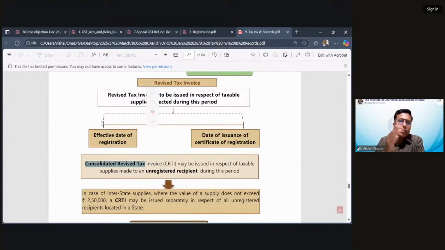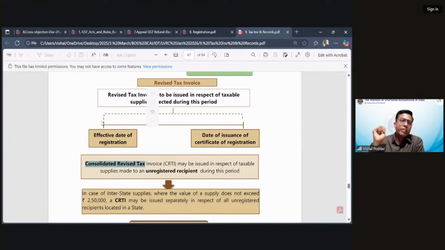The invoice that you prepare for the 45-day period between the date when you became liable to register till the date you actually got the registration. So for these 45 days, whatever supplies were made, you are now converting those supplies into pakka supplies by giving a proper tax invoice, which is called a revised tax invoice.